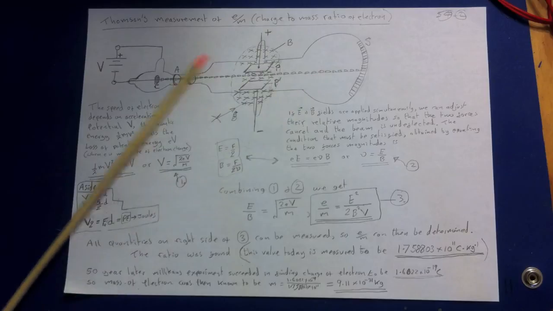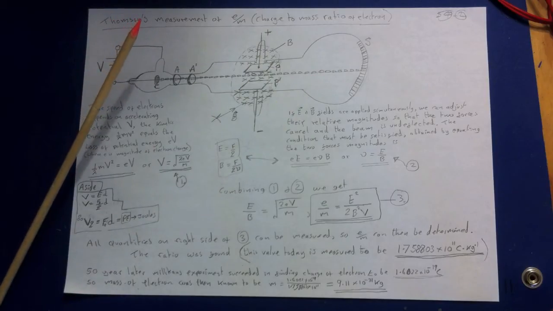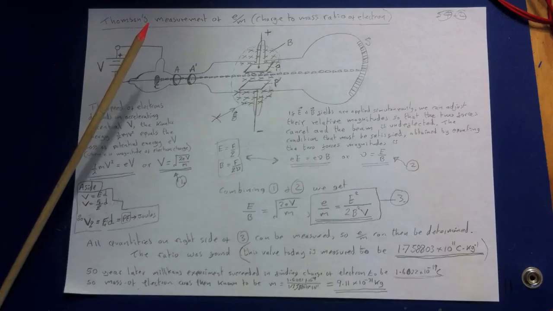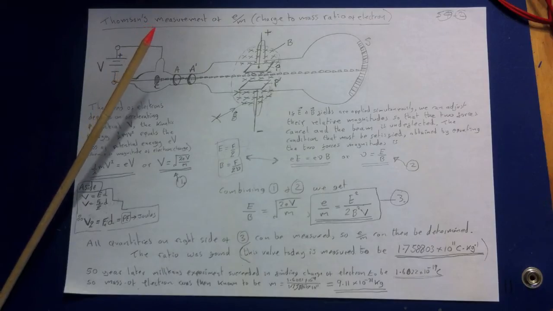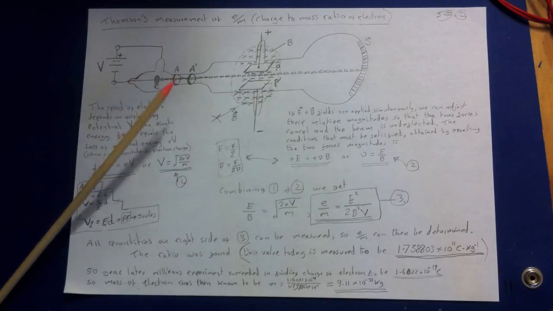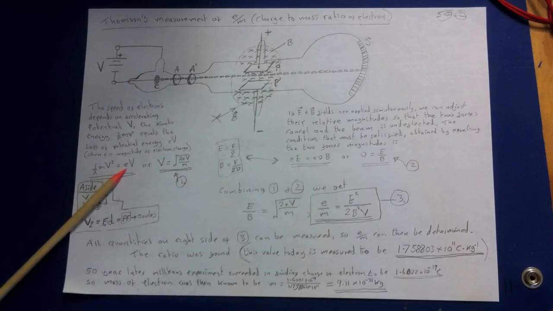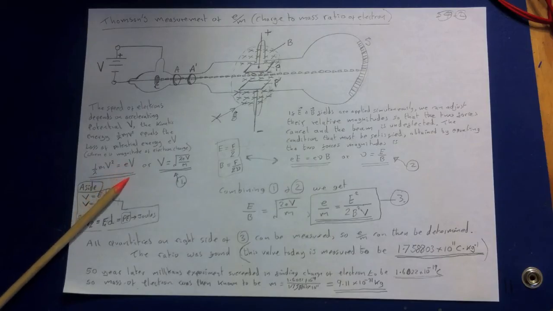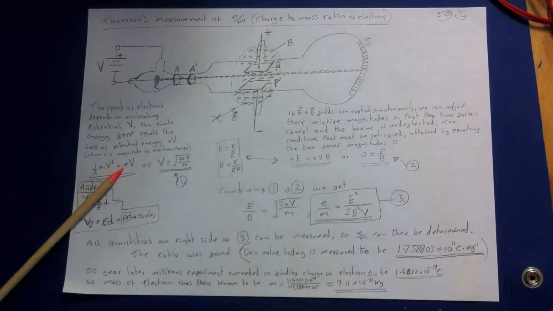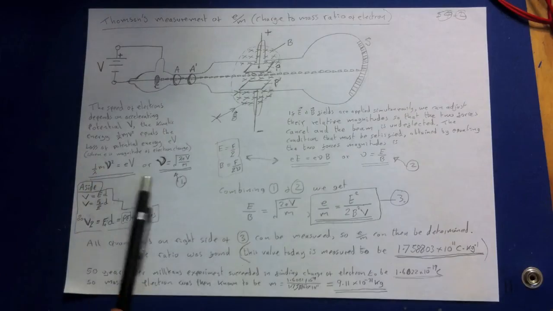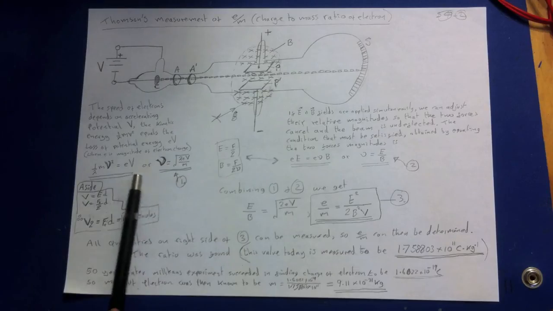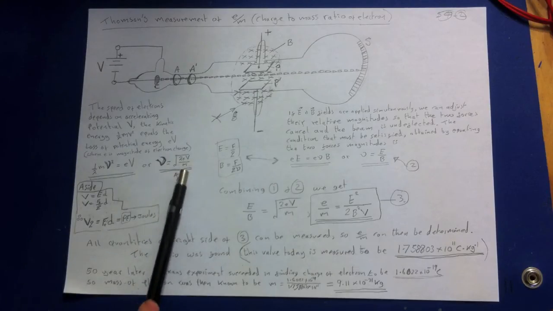The speed of the electrons depends on the accelerating potential V. The kinetic energy, a half mv squared, equals the loss of potential energy, eV, where e is the magnitude of electron charge. So eV here, remember, is the potential energy, because voltage is joules per unit charge. If you multiply it by the charge, you end up with joules, and that's the potential energy. So what we're saying here is a half mv squared equals the potential energy. We can manipulate this, and we find that the velocity is the square root of 2eV over m.